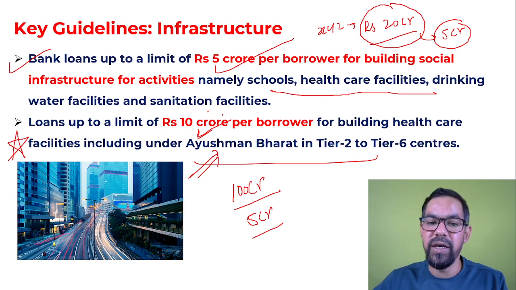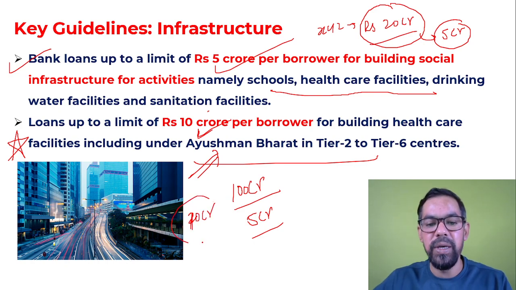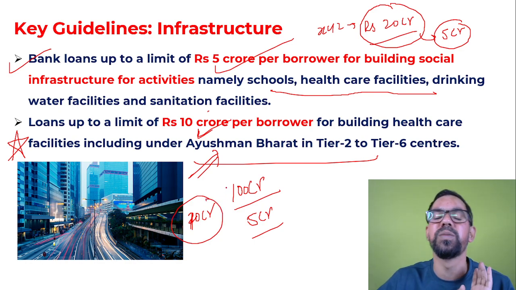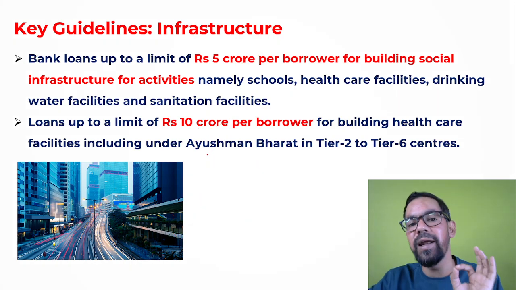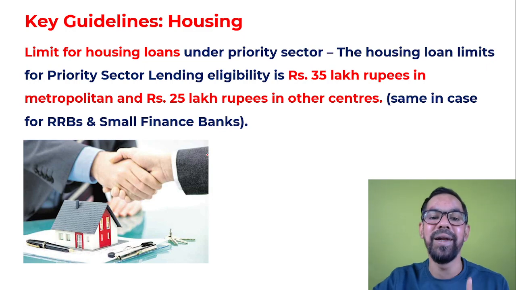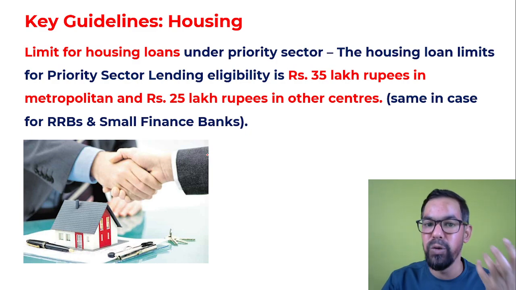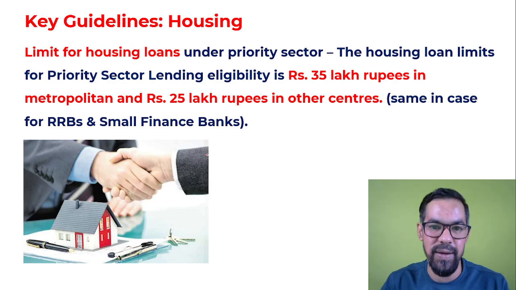Let's say a bank gives a loan of 20 crore rupees under Ayushman Bharat. From here it can count 10 crore, and RBI will give a PSL certificate of 10 crore rupees to this bank against this lending. These norms, subnorms and guidelines are very important. Now we are going through the third one, the guidelines, which again are very important and very tricky. You have to remember them, practice and jot them down so you will remember them during the examination.